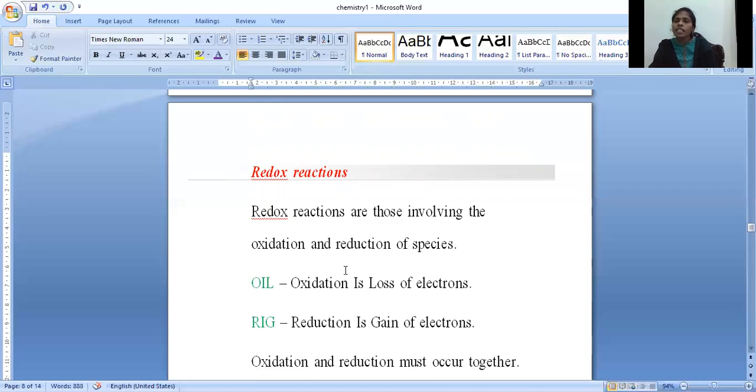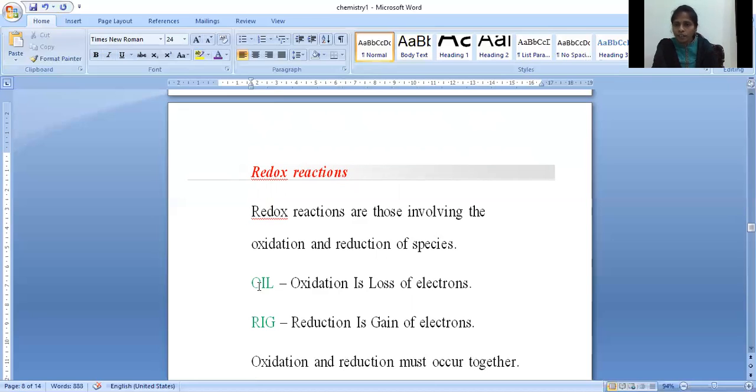A redox reaction is nothing but a reaction in which both reduction and oxidation take place. The red stands for reduction, ox stands for oxidation. The reactions in which both reduction and oxidation take place are called redox reactions.